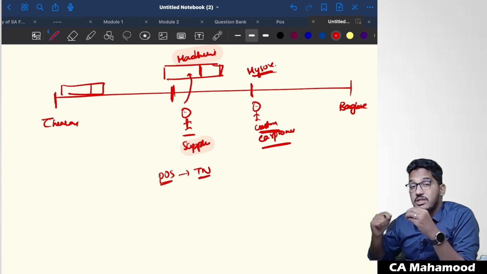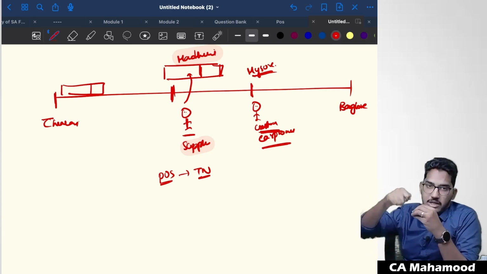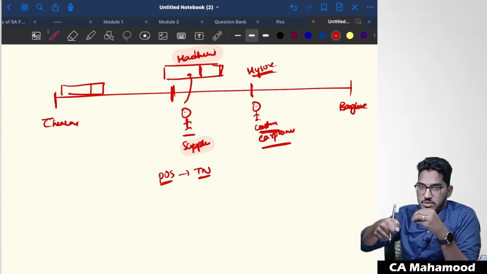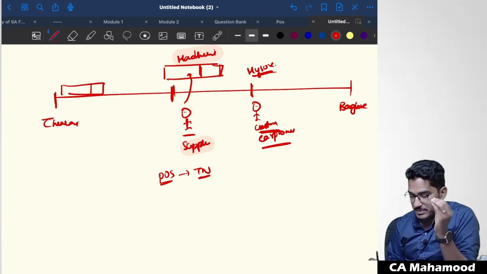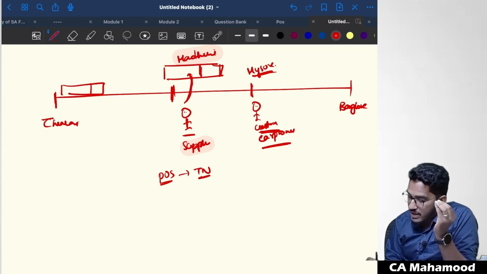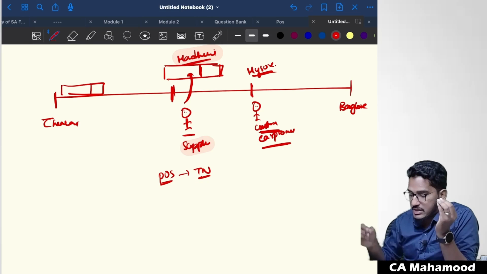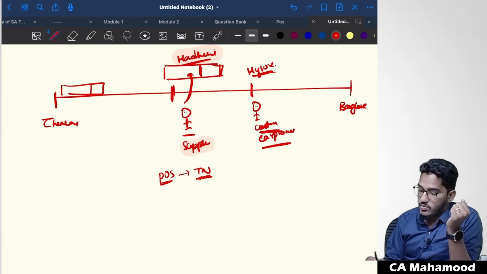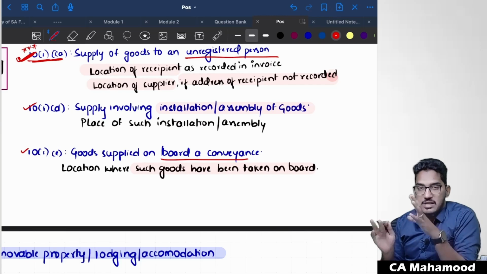So in case of goods supplied on board a conveyance, the place of supply is going to be the location at which the goods were boarded on the conveyance, the location at which the goods were loaded into the conveyance. So that location will be the place of supply. So here this person is boarding the conveyance with the goods at the Madurai location. The place of supply is going to be Madurai, which is a Tamil Nadu location. So this is what section 10 subsection 1 clause E is about.